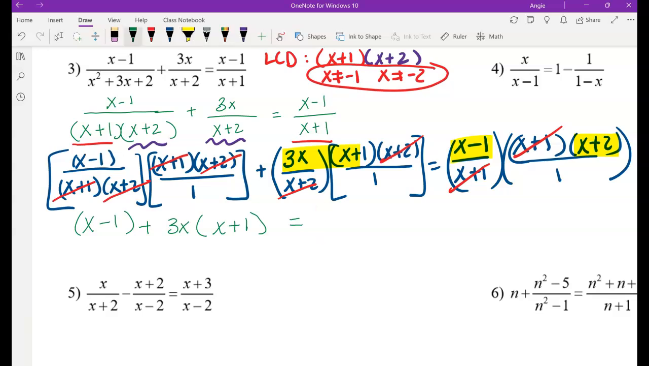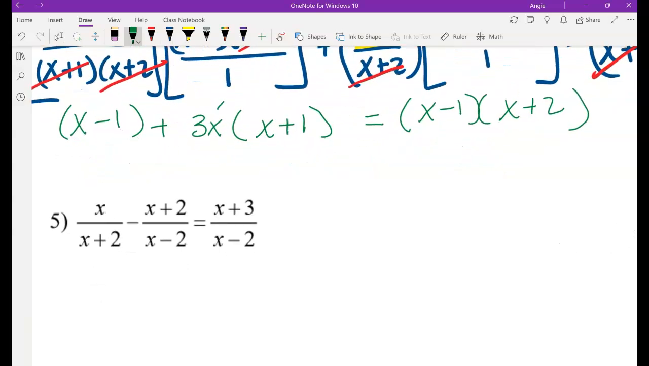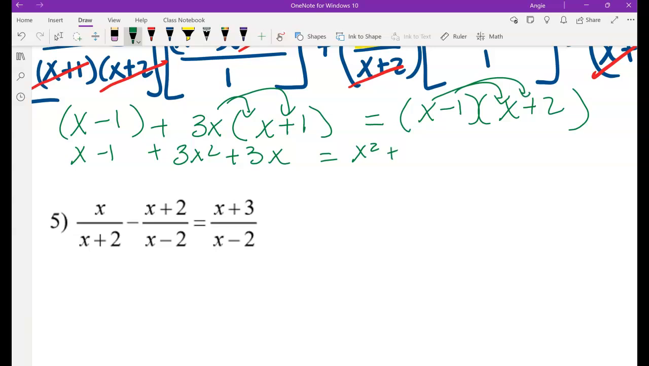Oops, I need a pen. And so that will help us reduce. So (x minus 1) times (x plus 2). Now we do need to FOIL and solve this regularly as an Algebra 1 question, okay? So x minus 1 plus 3x times x is 3x squared. 3x times 1 is 3x equals x times x is x squared. X times 2 is going to be 2x. Negative x should be the one in the middle, okay? And then -1 times 2 is a -2. And there you go, -2.